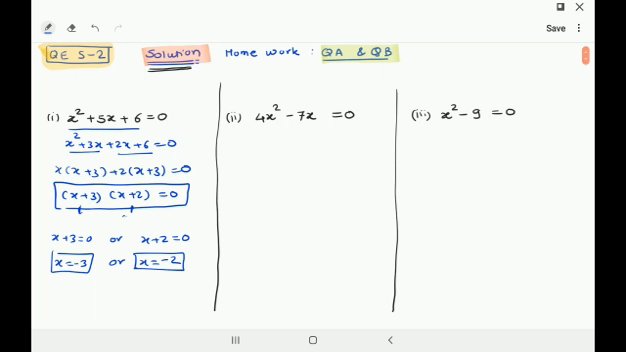I hope you understand. You may put the value of x equal to minus 3 into the equation and check whether you get 0 as the answer or not. You can try that. Okay? Till then, I can go for the next one. Second question. Even this I have to solve by factorization only. All the questions I am solving by factorization.